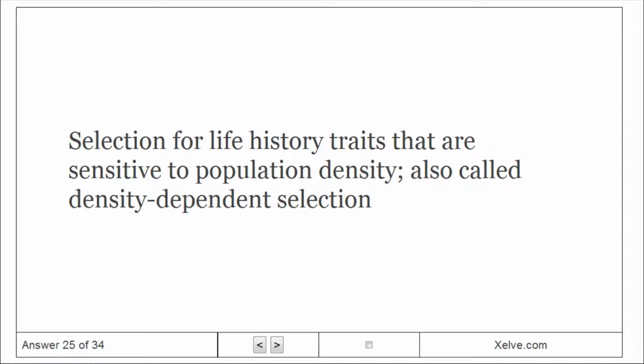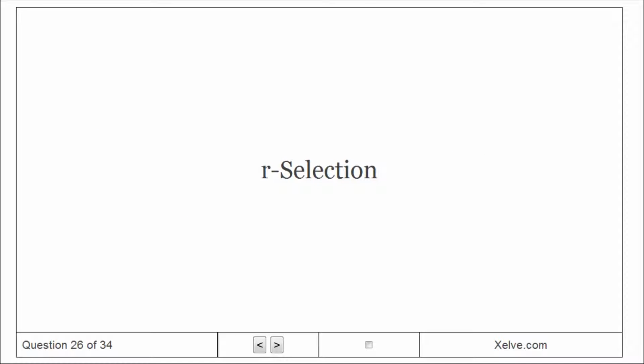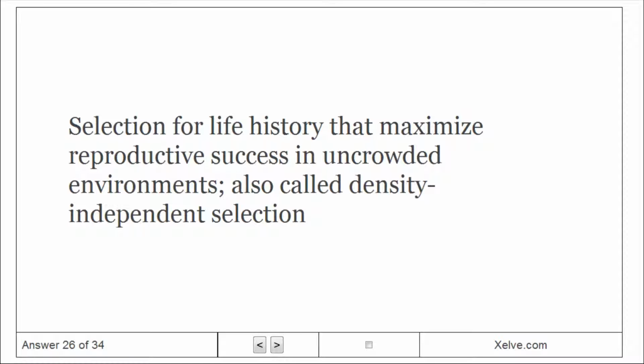Selection for life history traits that are sensitive to population density, also called density-dependent selection. Selection for life history that maximize reproductive success in uncrowded environments, also called density-independent selection.